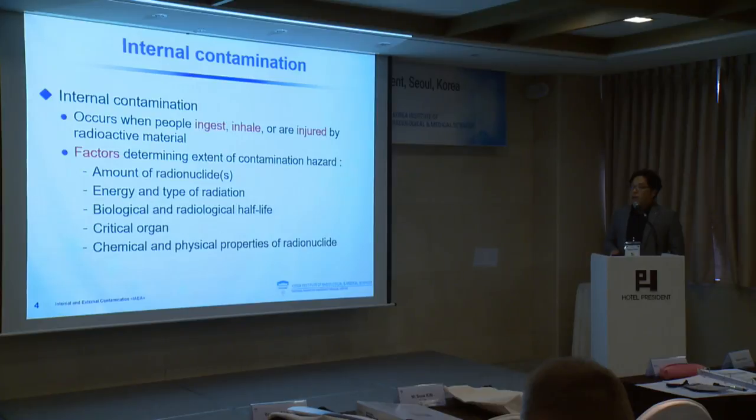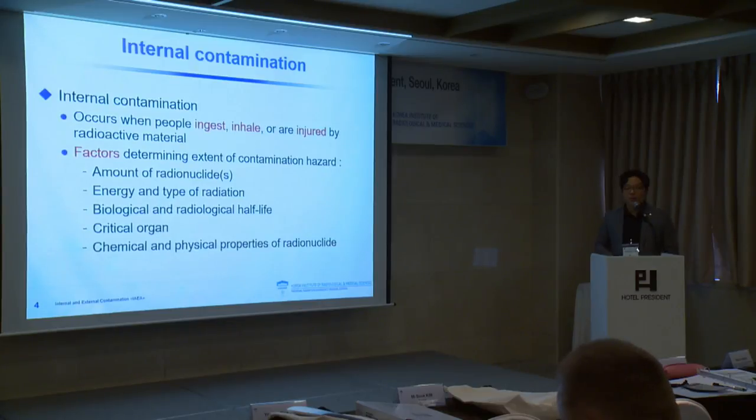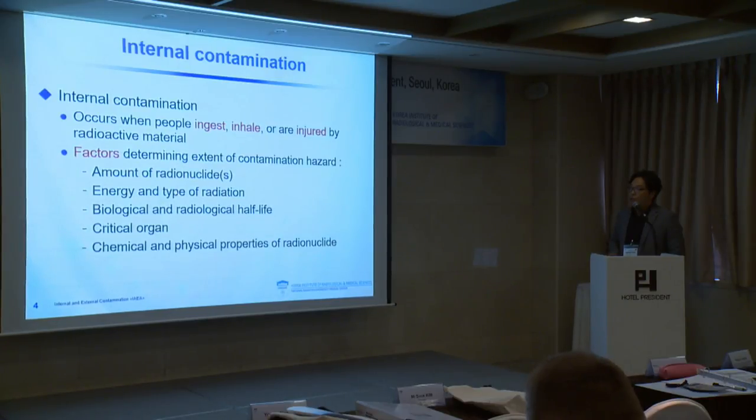As we already saw in the previous lecture, internal contamination can happen through these kinds of intake routes: ingestion, inhalation, or injury in some specific situations. There are several factors we have to think about: the amount of radionuclide, energy and type, biological and radiological half-life, organ, and chemical and physical properties. We have to consider these factors because the monitoring work is to calculate the committed effective dose. So we have to get information from these several factors.